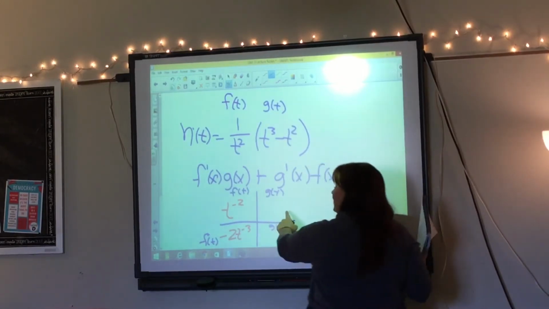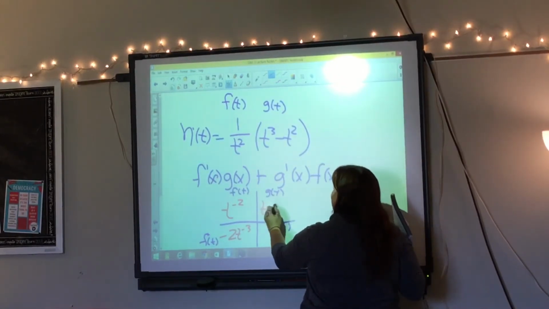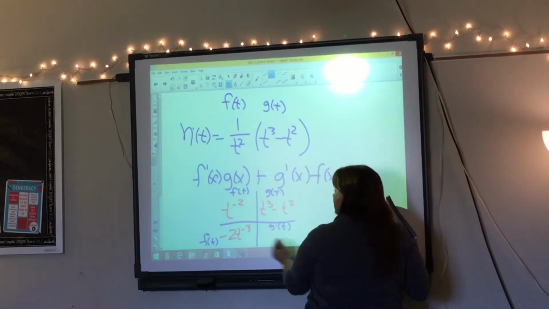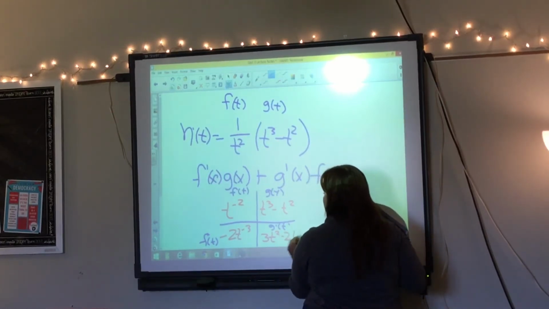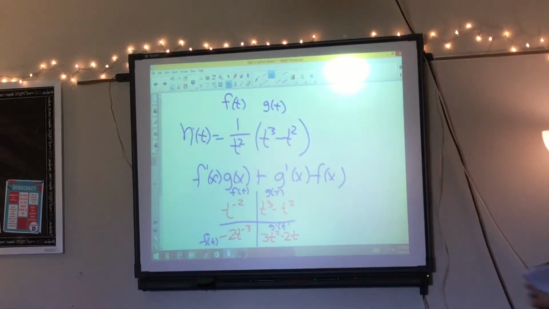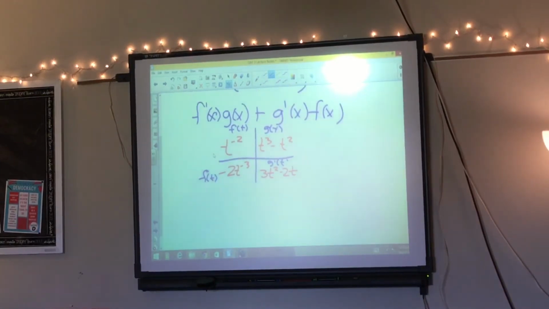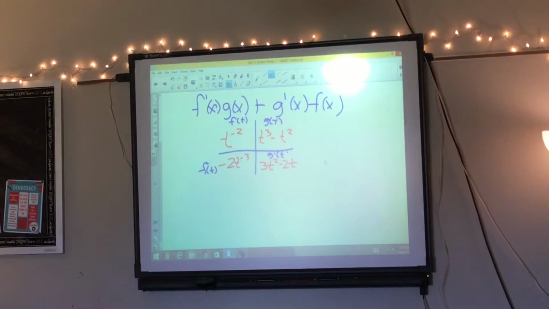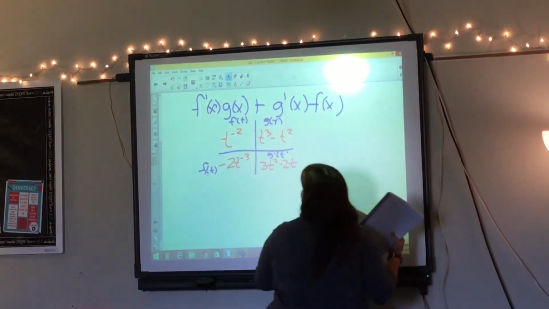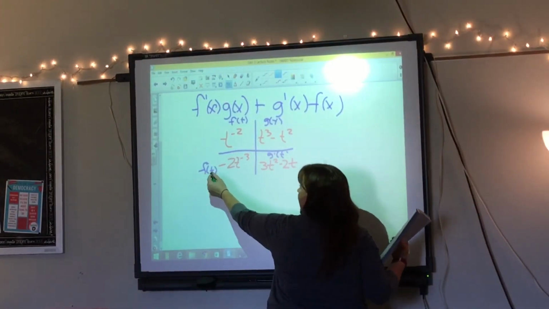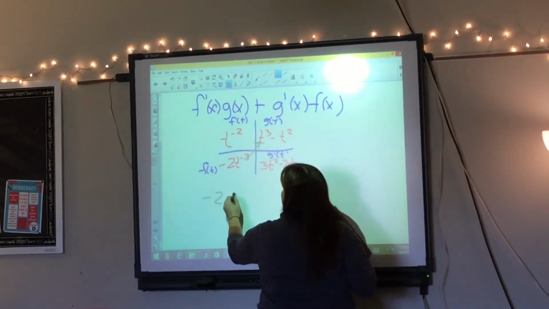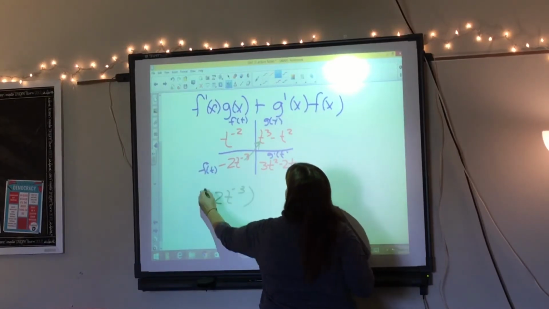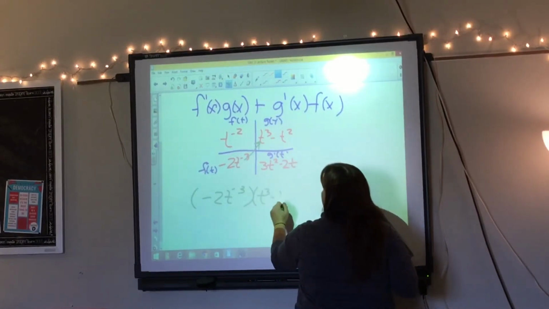Okay. g of t is t cubed minus t squared. The derivative of that is 3t squared minus 2t. So now, once I've defined what f is, what g is, what f prime and g prime are, now I can do the product rule. So I do f prime times g first. So I do negative 2t to the negative 3 times t cubed minus t squared.